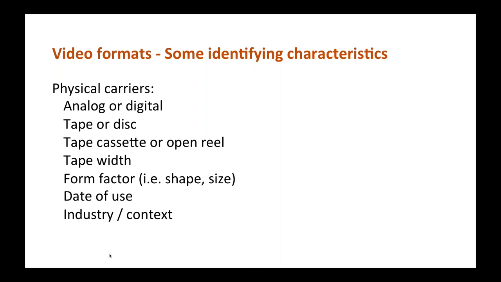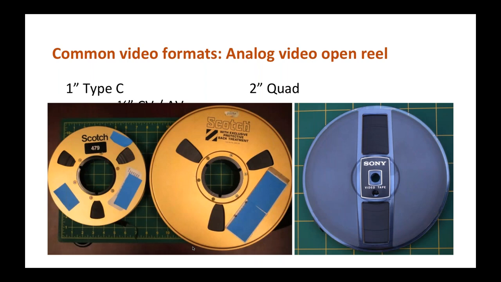So let's go ahead and start with some of the analog video open reel. So open reel formats were developed for professional use, and they're among the earliest formats used. And I'm going to actually start, this one label right here, if you can see, was cut off. So I apologize. I'll tell you what that says in a second. In the center right here is where I'm going to start.